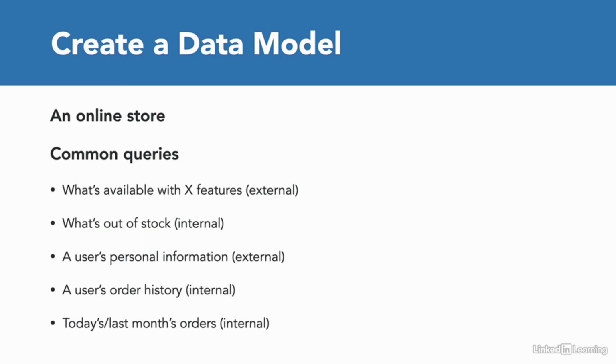All right, so the first thing that I see in this exercise is that it says it's an online store. With an online store, I would expect collections like inventory, orders, and users. Then we move on to common queries. The first one is what's available with X features. If there is some sort of inventory collection, maybe I should have an index on the features that are available, if that's a common query for customers especially.